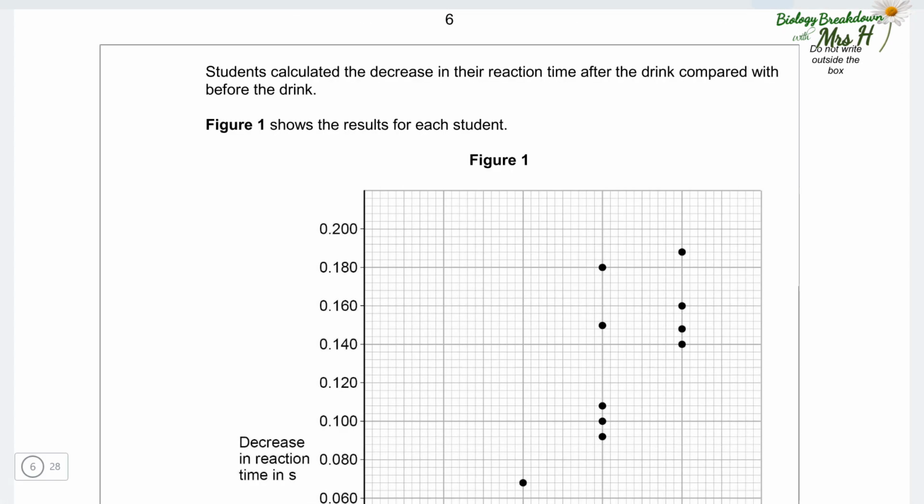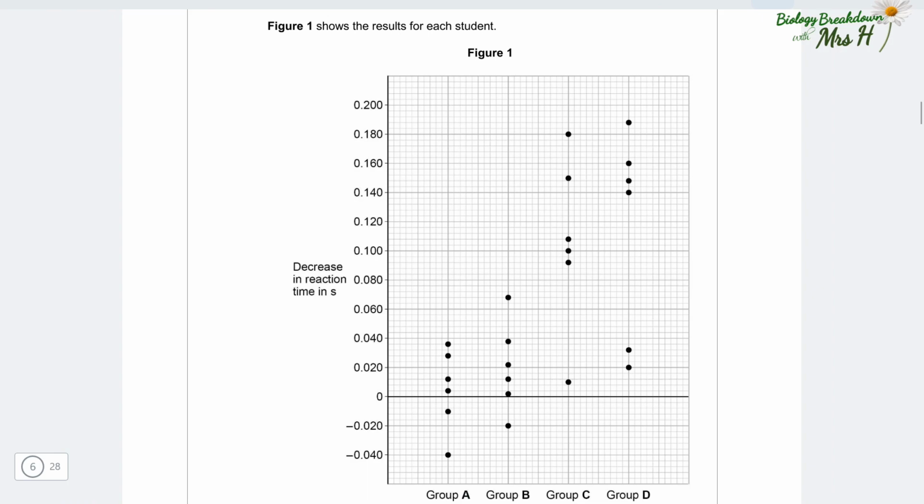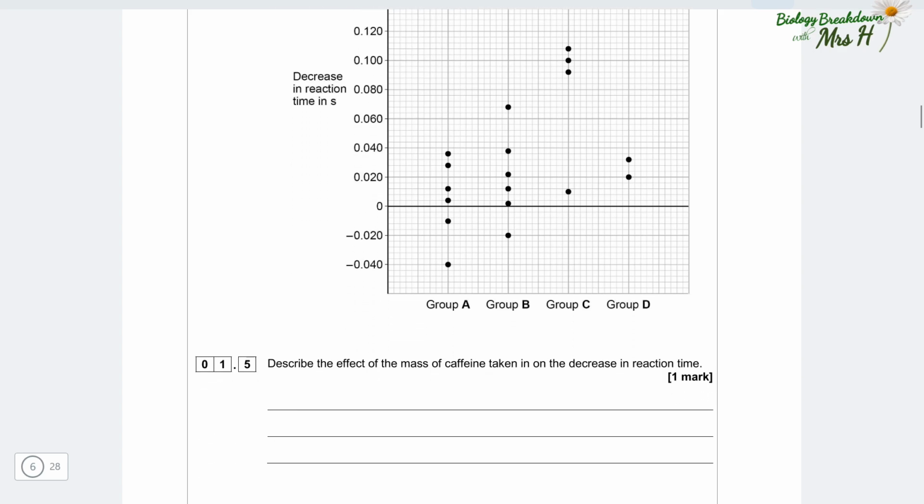Students calculated the decrease in their reaction time after the drink compared with before the drink. Figure 1 shows the results for each student. We've got the groups along the x-axis. Group A, remember, have no caffeine, and Group D have the most caffeine. We've got decrease in reaction time on the y-axis.